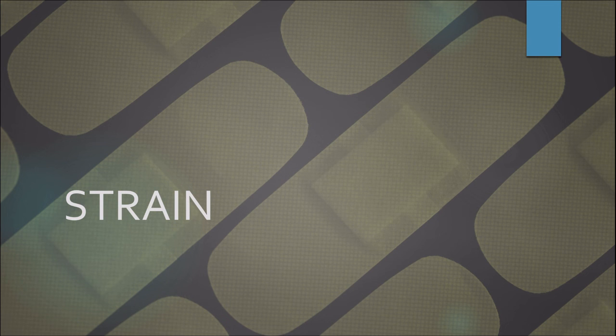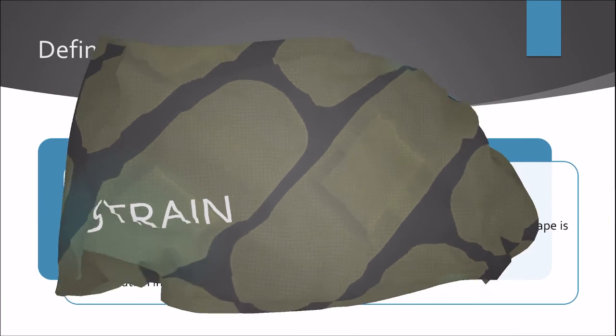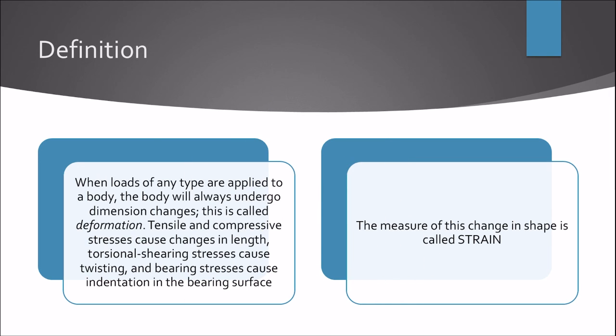We go next to the strain. Okay, for strain, when loads of any type are applied to a body, the body will always undergo dimension changes. This is called deformation. Maksudnya perubahan bentuk. Okay, jadi deform. Tensile and compressive stresses cause changes in length. Torsional shearing stresses cause twisting, so berpusing. And bearing stresses cause indentation in the bearing surface.